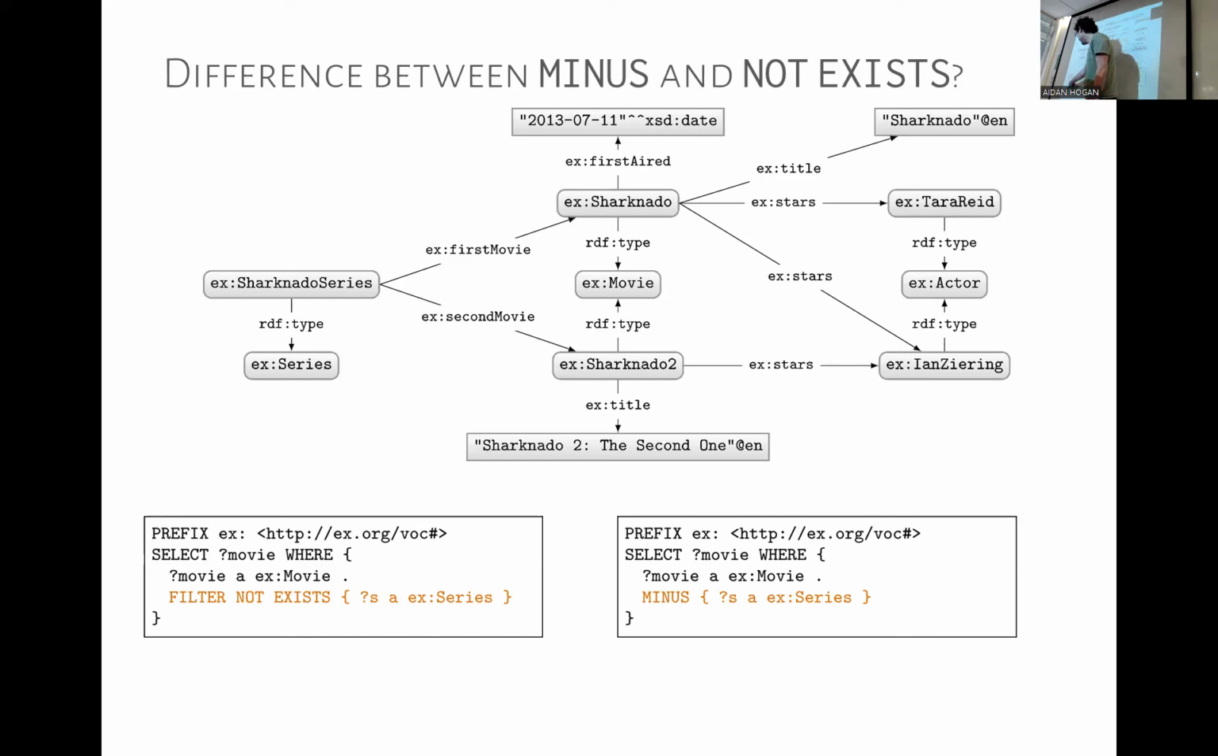So the thing is here, filter not exists. We ask, does there exist a series? Yes, there is a series. There it is. So therefore it exists. So filter not exists means that we don't return anything. Yeah. So we have empty results.